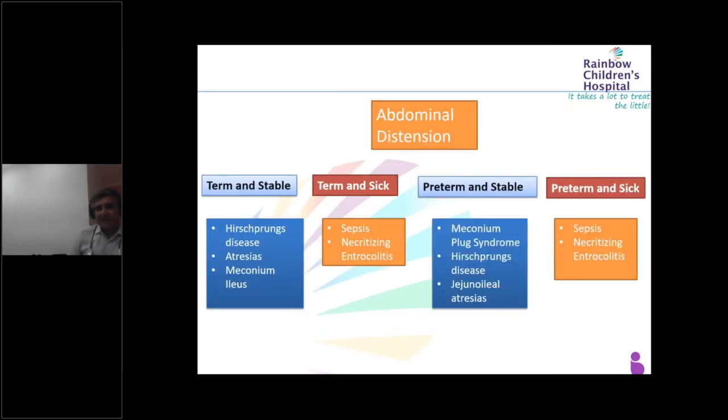So if we decide to evaluate a case of abdominal distension, if the baby is term and stable, the chances are that we'll be dealing with either Hirschsprung's, atresias or meconium ileus. If a term baby is sick, then think of sepsis and, rarely, necrotizing enterocolitis, especially if the baby is having some cardiac conditions, because only 10% of the NEC cases are usually term. If the baby is preterm and stable, then we should look for meconium plugs, Hirschsprung's disease, and atresias. And if the baby is preterm and sick, then again the possibility of septicemia should be kept, and necrotizing enterocolitis should always be high in the mind.